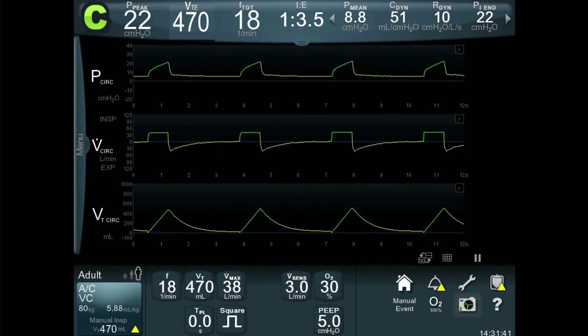On this screen capture, you can see that the patient is on volume assist control with a tidal volume of 470 mils and a modest peak flow of 38 litres, and a constant or square flow pattern, and a shark's fin shaped pressure waveform. Take note that the expired tidal volume up there at the top of the screen is identical to the inspired tidal volume on the bottom of the screen.